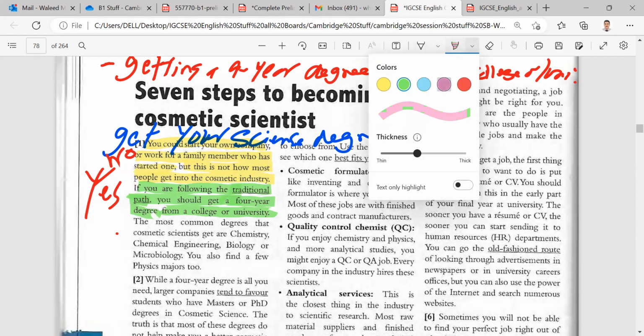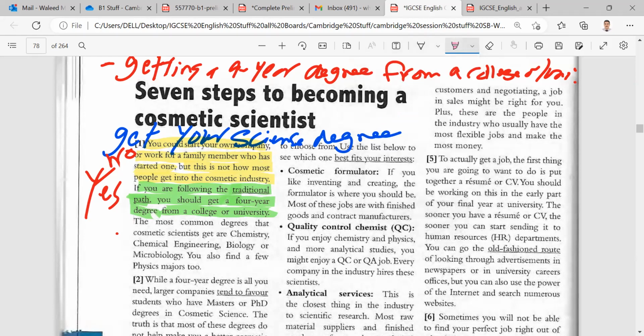Sentence number three, ikhwan. Yalla, read. The most common degrees that cosmetic scientists get are chemistry, chemical engineering, biology, or microbiology. Or you also find a few physics majors too. Let me highlight it, ya shabab. Here. The most common degrees that cosmetic scientists get: chemistry, engineering, biology, microbiology, and physics.